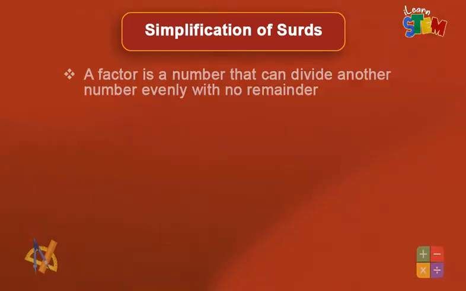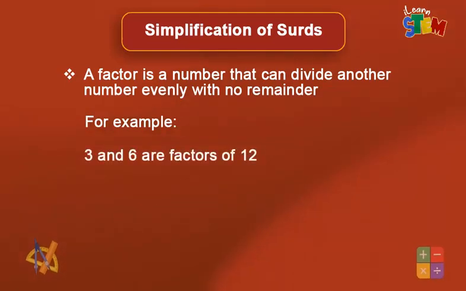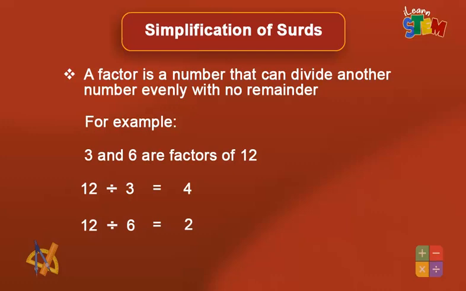Also, a factor is a number that can divide another number evenly with no remainder. For example, 3 and 6 are factors of 12, because 12 divided by 3 is equal to 4 exactly, and 12 divided by 6 is equal to 2 exactly.